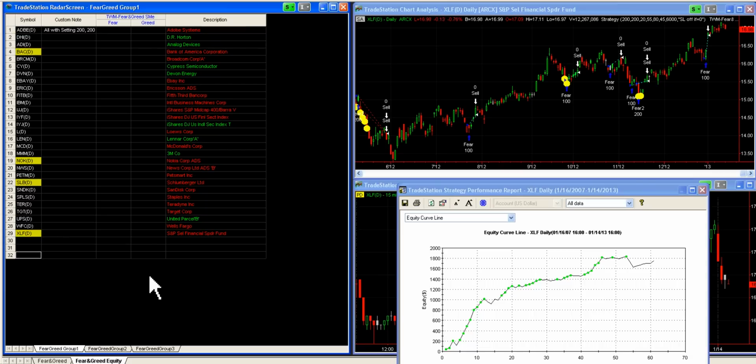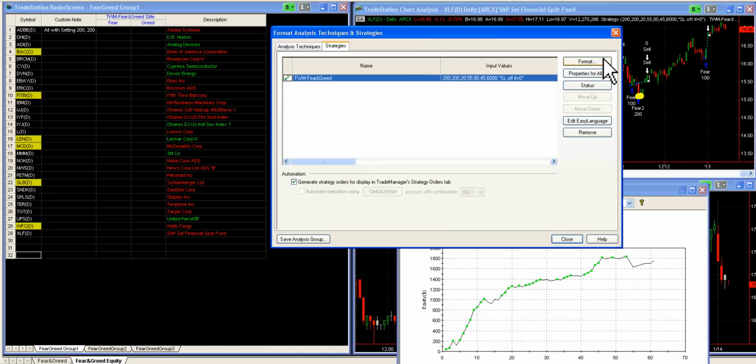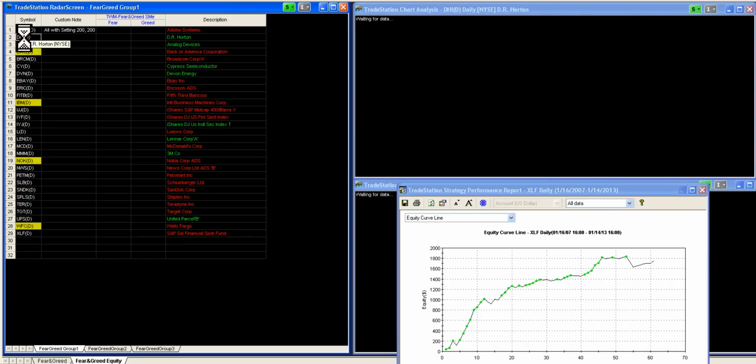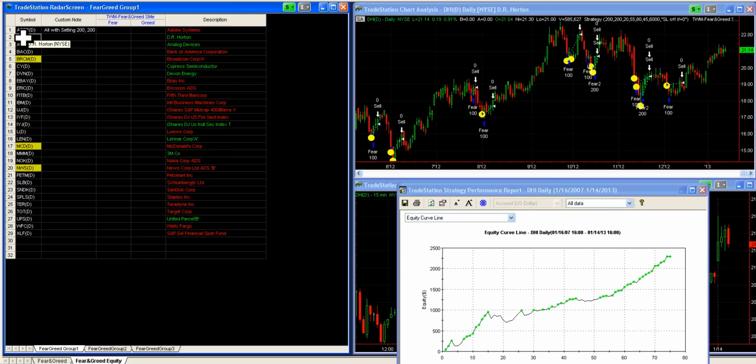On the third group, I simply did a scan to check where the strategy works well with exactly these fixed settings. And we can go through here. For example, it's a company called Horton.